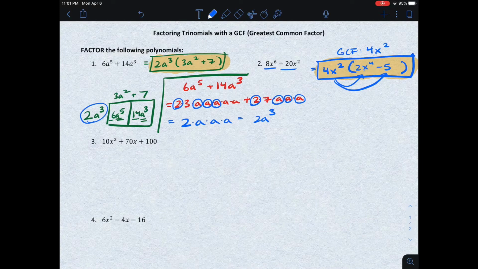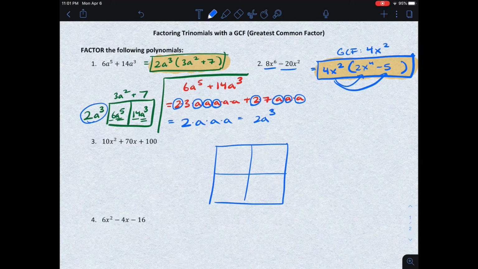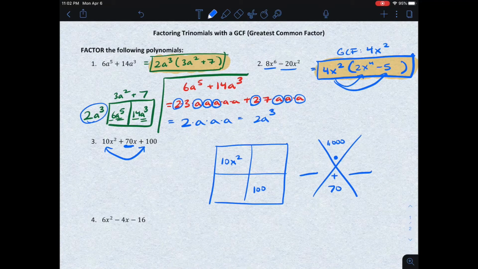Now for number 3 here, I don't want you to copy down what I'm going to write right now, okay? If I was to factor this out, I would normally create a box. I would put 10x squared here, I would put 100 here, and then I would create my x. The product would be the product of 10 and 100. If I multiply 10 times 100, that would give me 1,000. And then my sum would be the coefficient of my middle term, which is just 70. And then I'd ask myself what two numbers multiply to 1,000 and add up to 70. Now what happens is these numbers are so big that they can get very difficult.